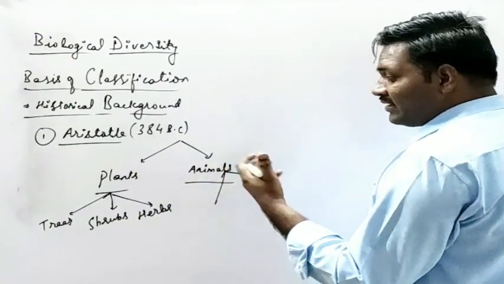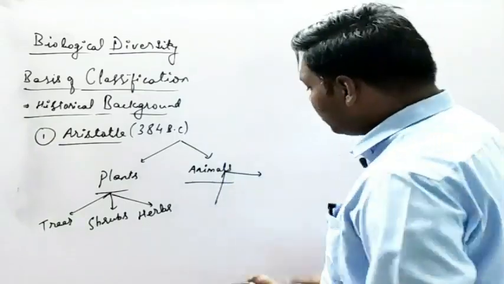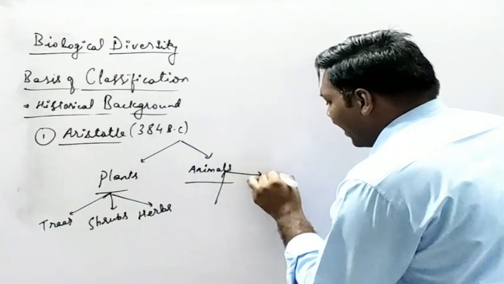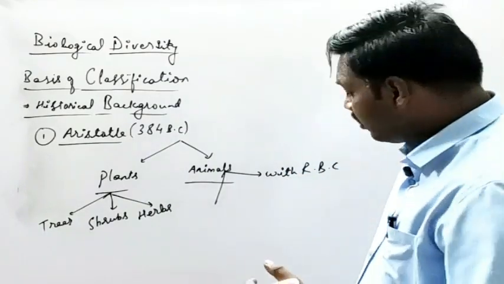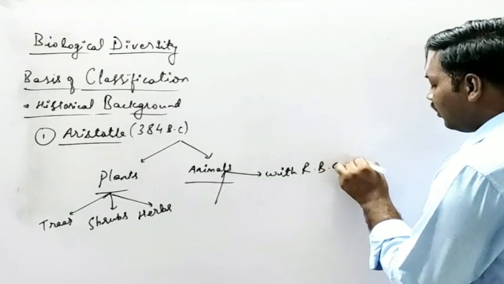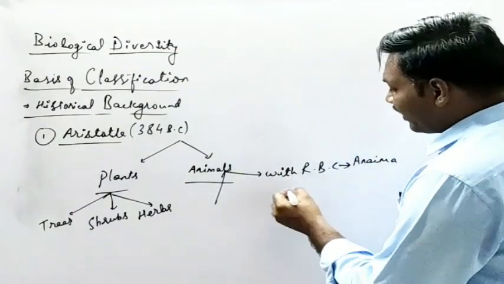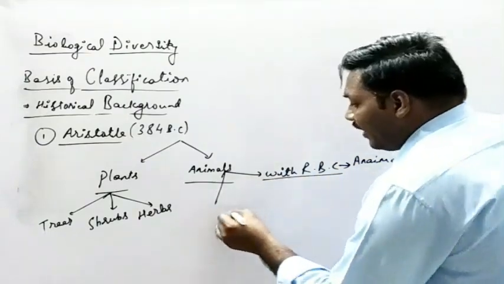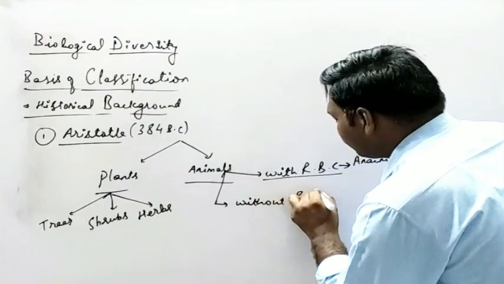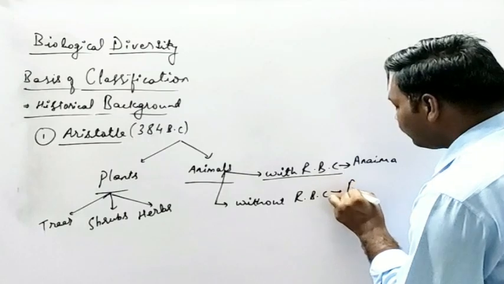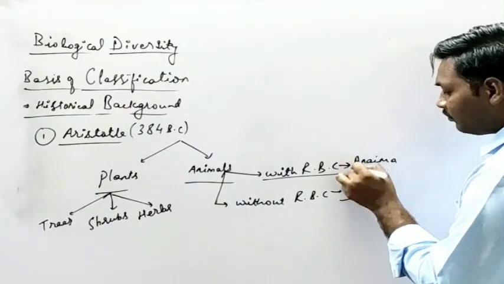he classified the animals further on the basis of presence of RBCs within them and absence of RBCs within them. So, the animals with red blood cells, simply called RBCs, are called the Enaima, okay, so the organisms or the animals with the RBCs are called Enaima, and the animals without RBCs are called Anaima. Okay, so here you can see the differences, Enaima and Anaima.